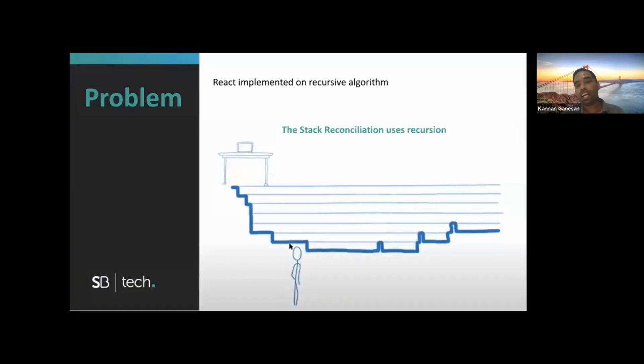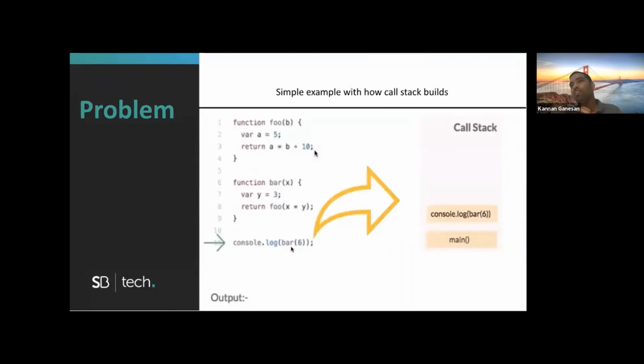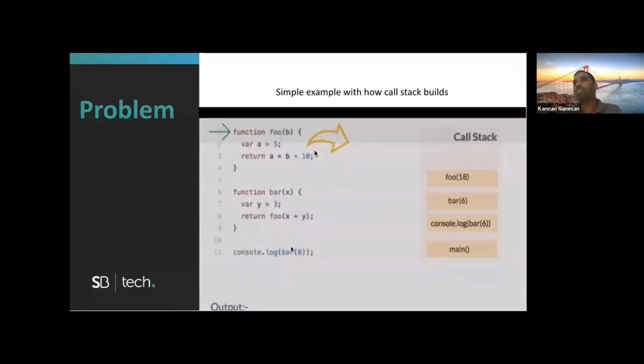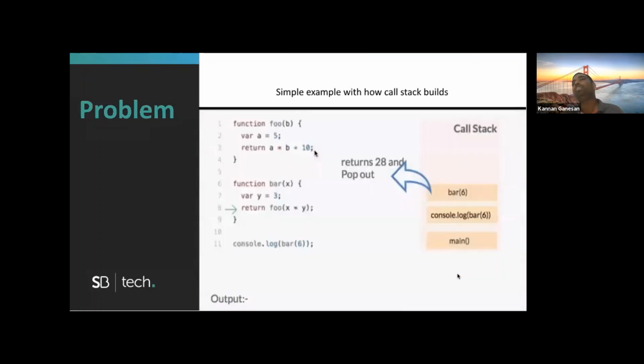So yeah, as I mentioned, due to the recursion, the main thread got blocked and it's not released, which will cause plenty of efficiency problems while rendering. So that is where Fiber helps us to improve these kinds of problems.